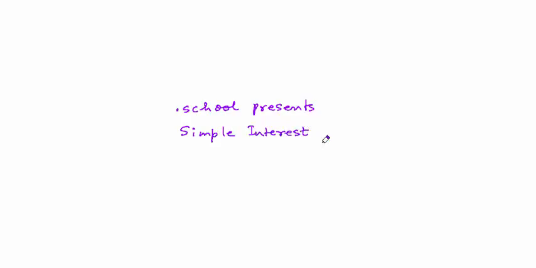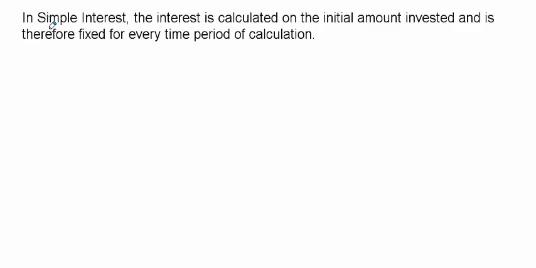That skill presents simple interest. When money is invested, it earns an interest, which means you get back more than what you invest. The interest typically is expressed as a yearly percentage of the amount invested. In simple interest, the interest is calculated on the initial amount invested and is therefore fixed for every time period of calculation.